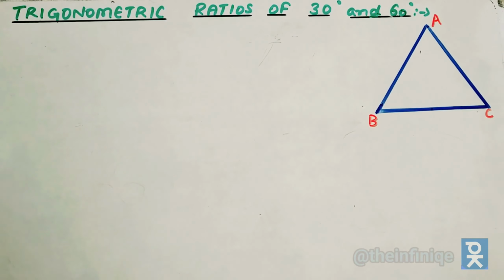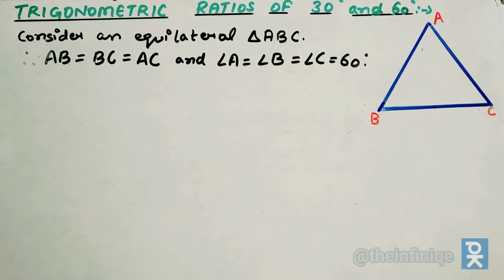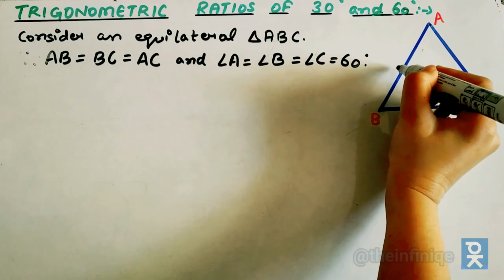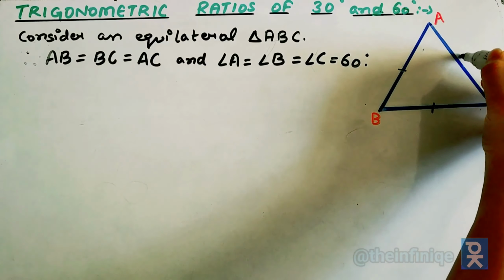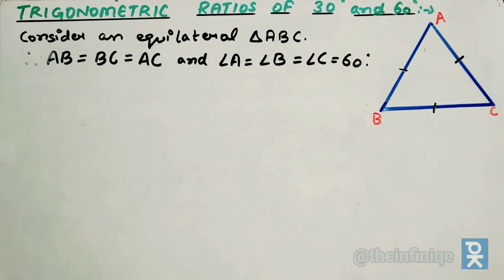For this, consider an equilateral triangle ABC. We know that all sides of an equilateral triangle are equal and each angle is 60 degree. That is, AB is equal to BC is equal to AC, and angle A is equal to angle B is equal to angle C is equal to 60 degree. Then further we will do construction here. We will construct perpendicular AD from point A to the side BC.